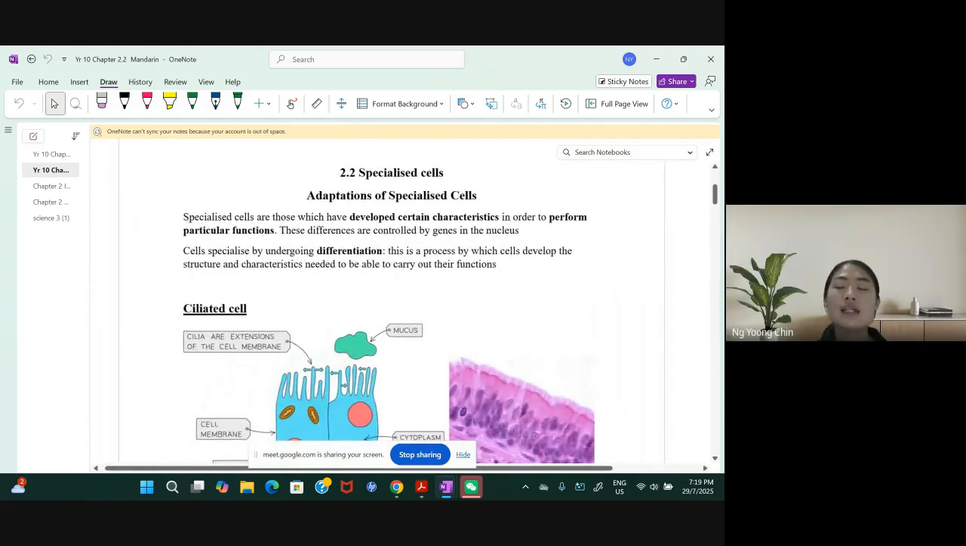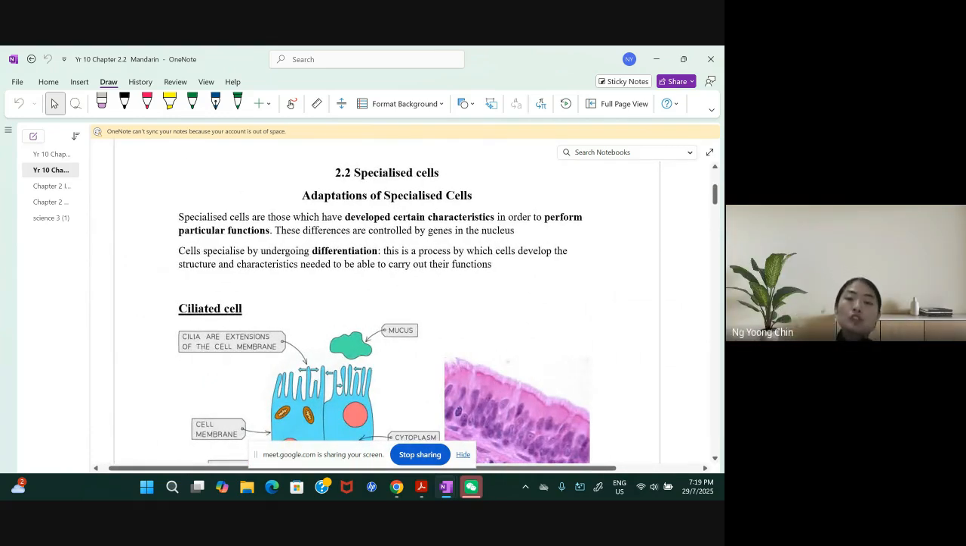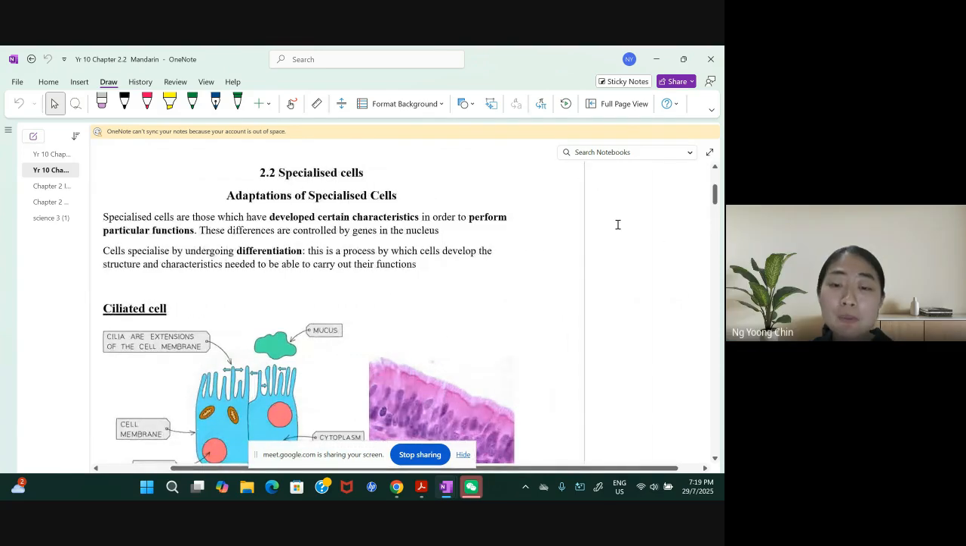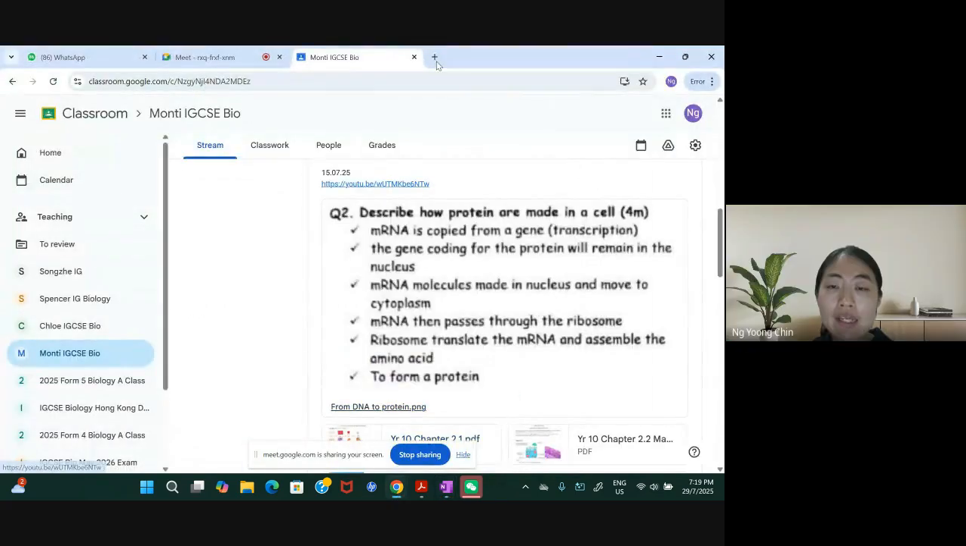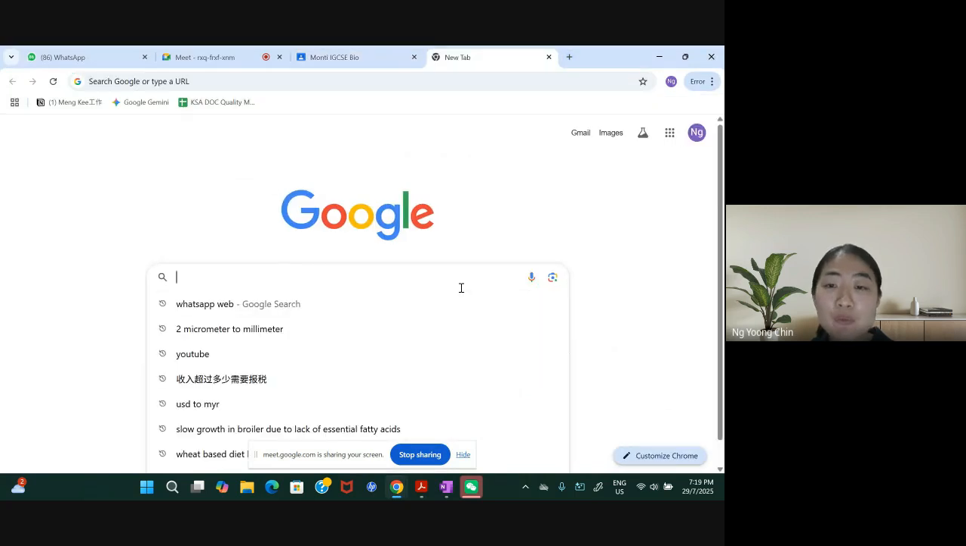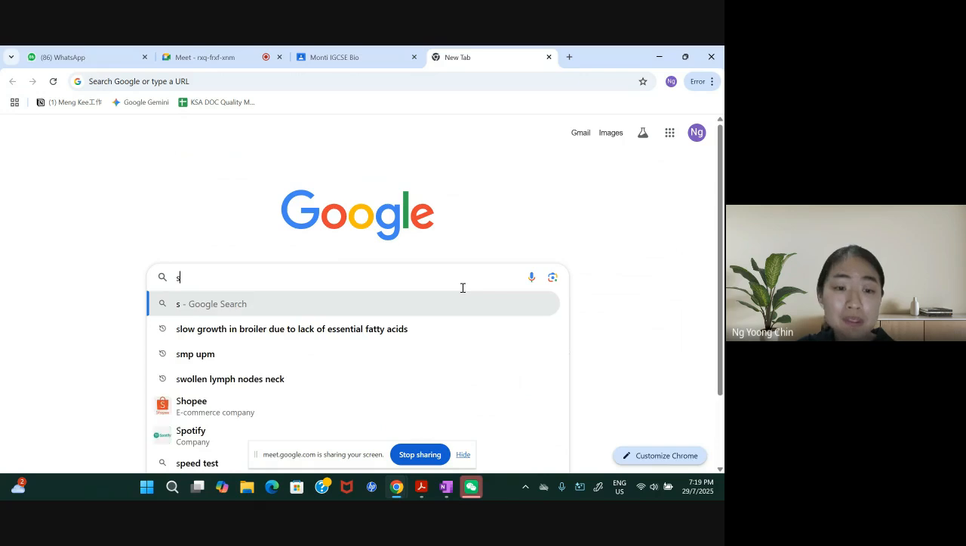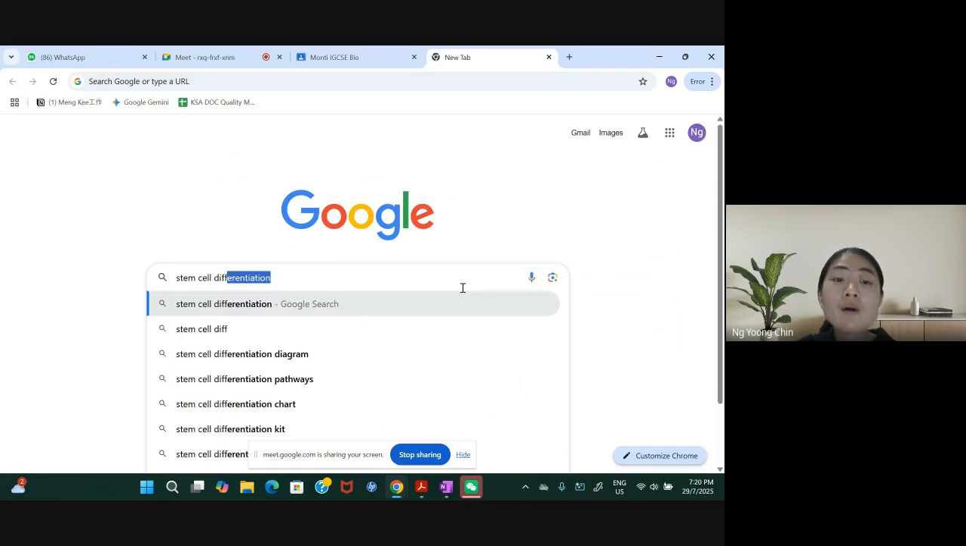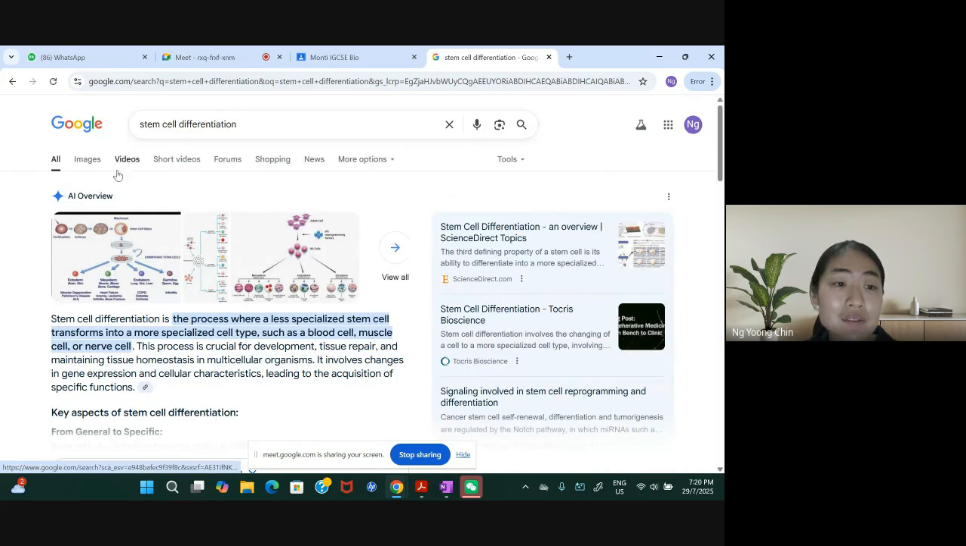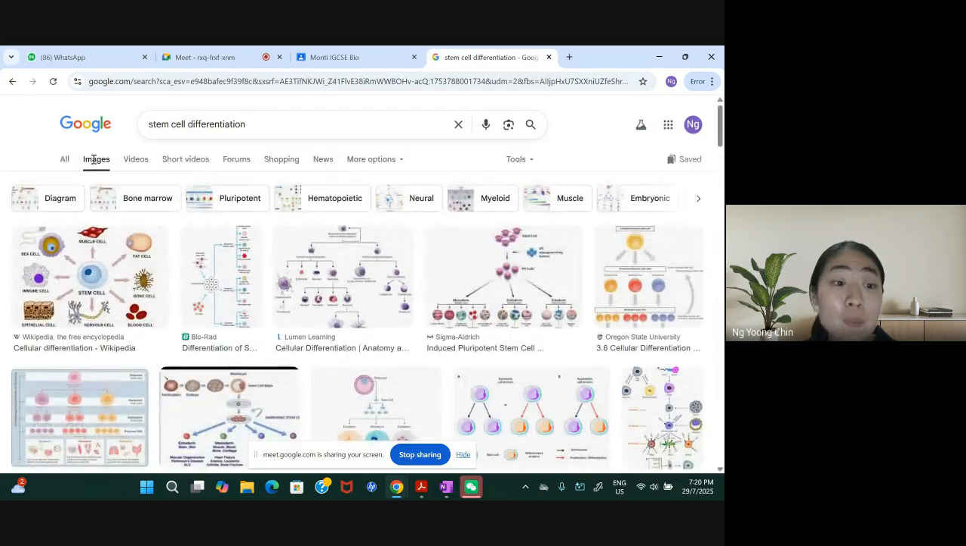Okay, so now let's start on a new chapter, 2.2 Specialized Cell. Do you know how our body is able to produce specialized cells? Have you ever thought about how our bodies produce the white blood cell and the red blood cell? They all come from the stem cell. Stem cells are found a lot in our bone marrow.